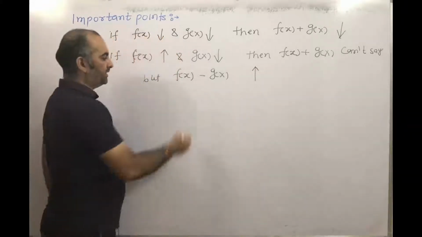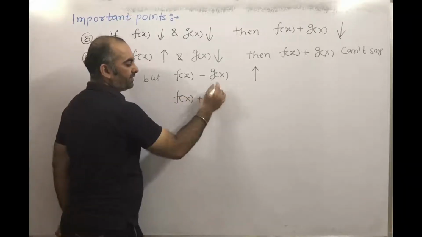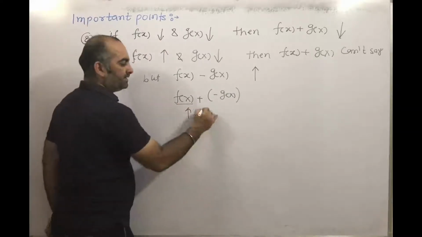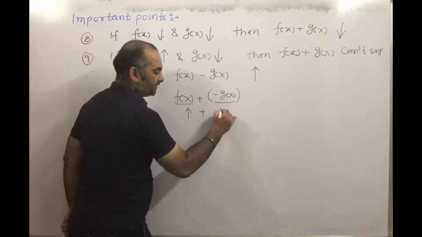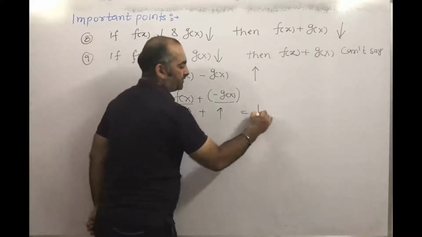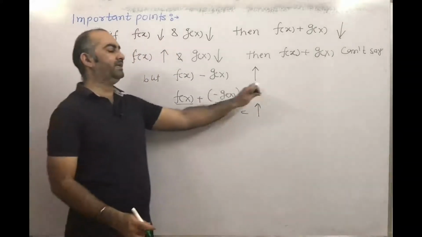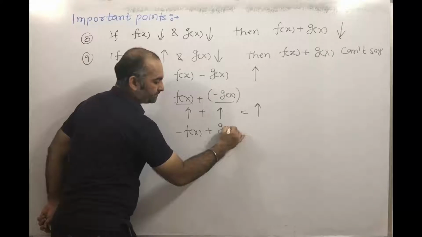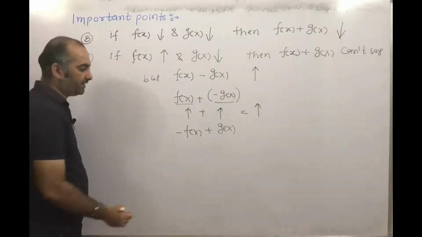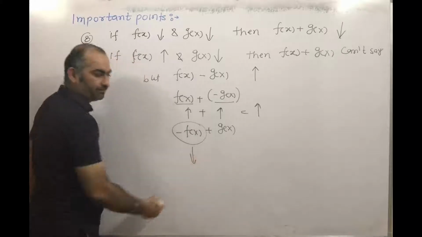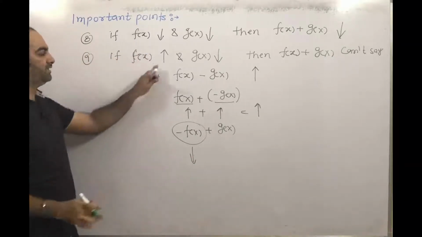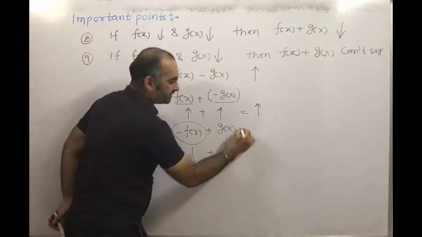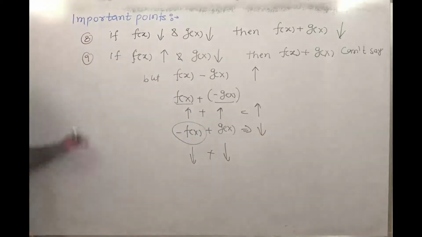How can we say this? See, to f of x we can add minus of g of x. So f of x is increasing, plus minus of g of x, which is also increasing. So increasing plus increasing, what will come? Increasing. So we can say that f of x minus g of x is increasing. Similarly, if I have minus f of x plus g of x, then minus f of x is decreasing, because f of x is increasing, and plus g of x is decreasing. So decreasing plus decreasing, what can we say? Decreasing. This is point number 9.